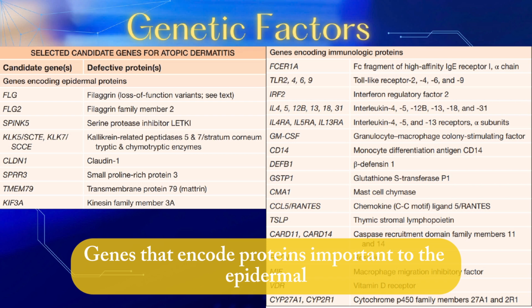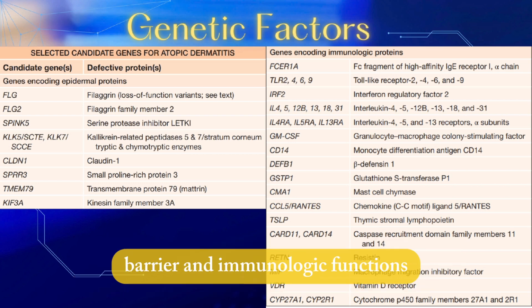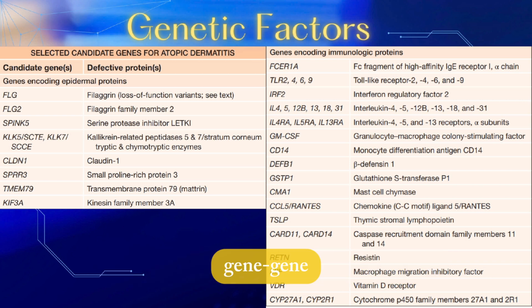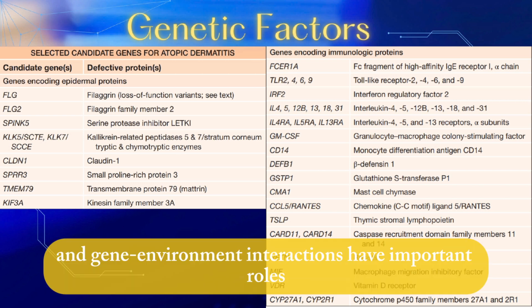Genes that encode proteins important to the epidermal barrier and immunologic function have been implicated in AD pathogenesis. AD is a complex genetic disease, and both gene-to-gene and gene-to-environment interactions have important roles.